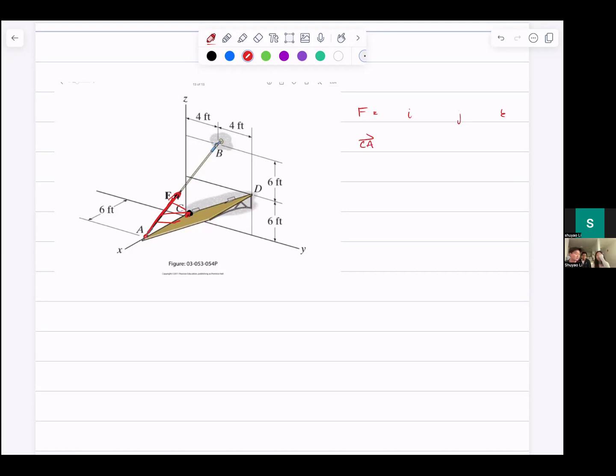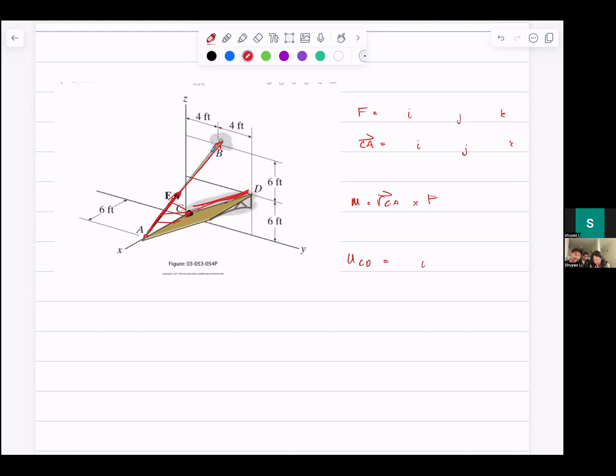Wait, I have a question. Could we take the moment arm to point B? Yeah, we can, because it's on the same line of action of the force. So we find CA to get the position vector in i, j, k, and we find the moment about point C, which is RCA times F. Once we get the M here, the question asks us to find the moment about the axis CD. So we're going to find the unit vector of CD, UCD.